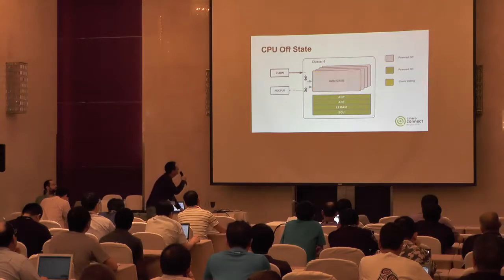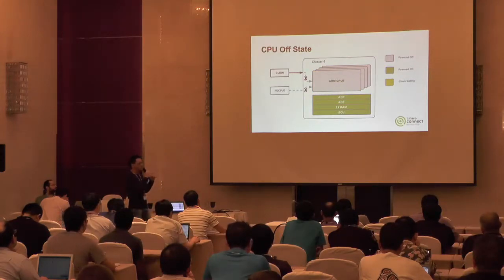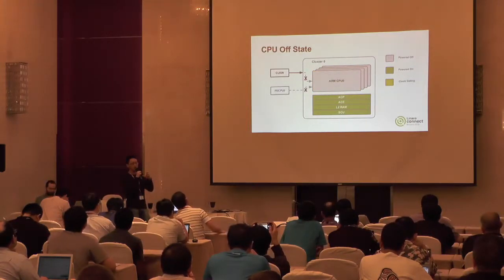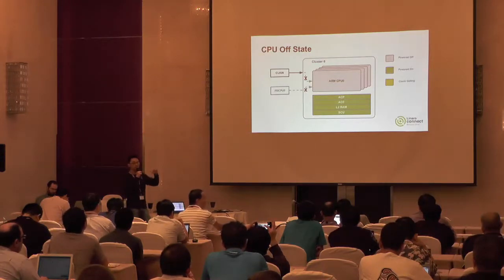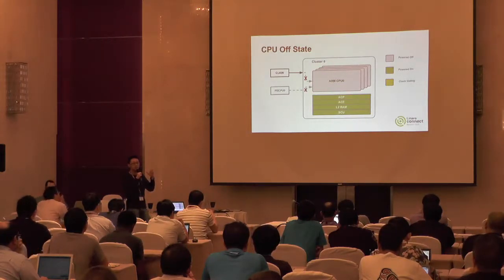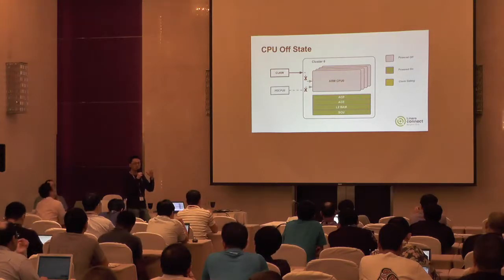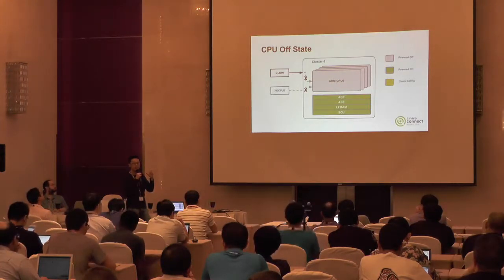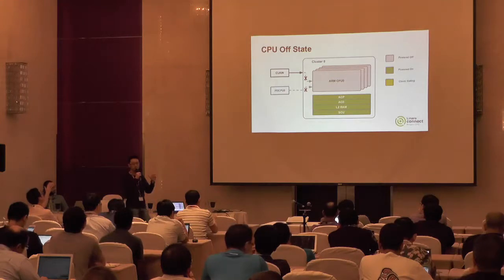For the CPU off, the outside power controller in the SoC will power off the power domain for this CPU. It will also disable the clock for this CPU. So that means neither the dynamic power nor the static leakage remains; both of them have been removed from the CPU side.